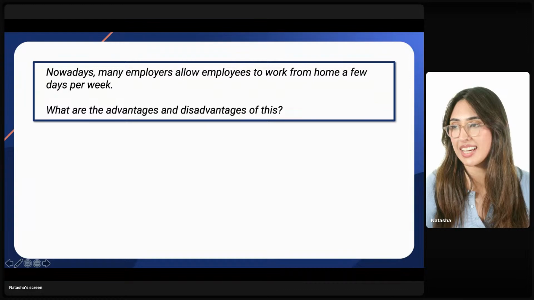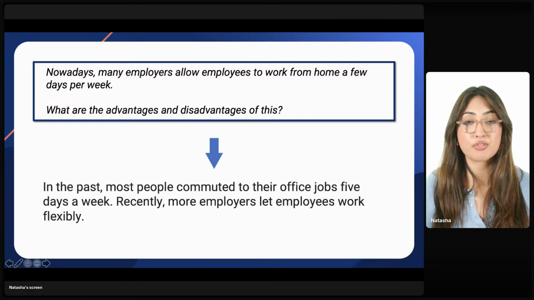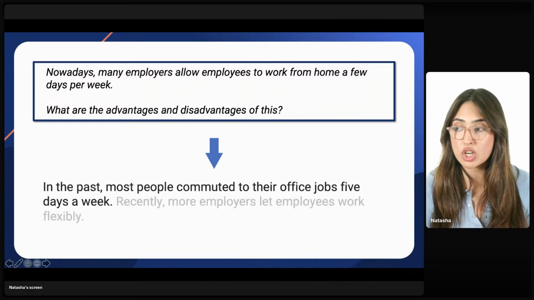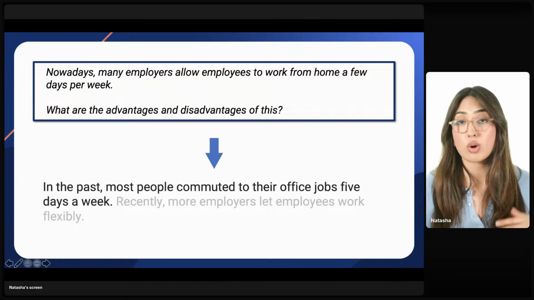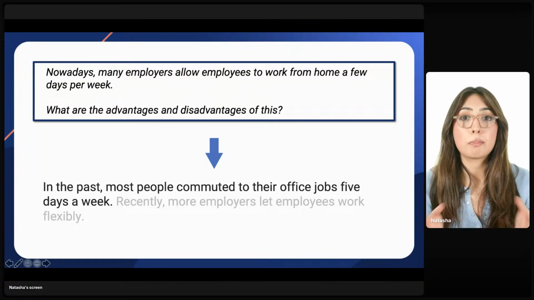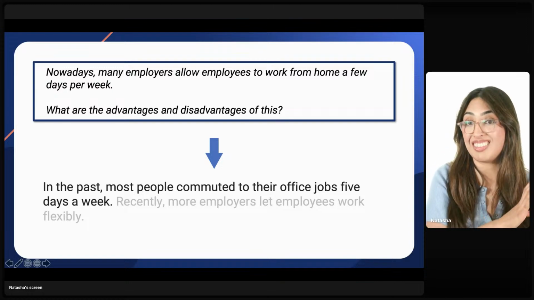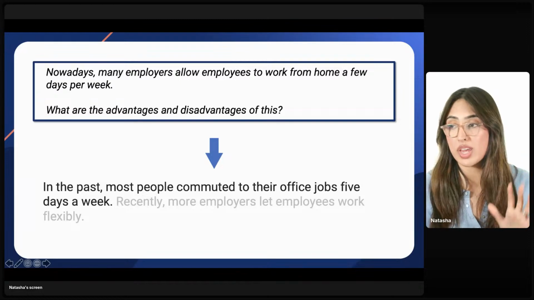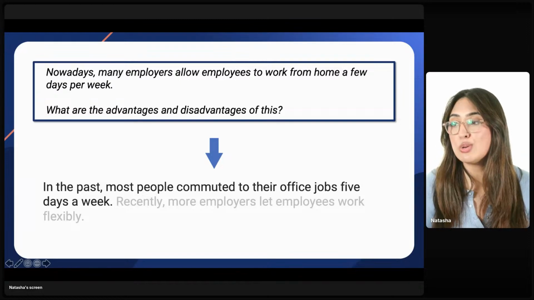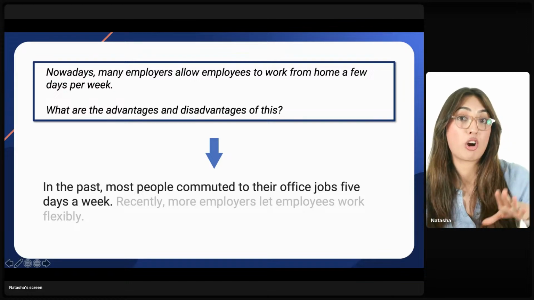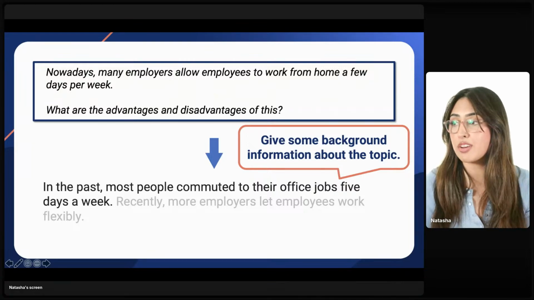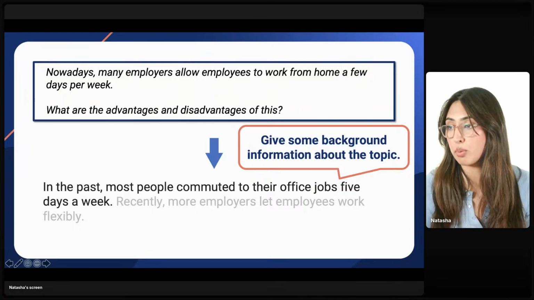Here is the prompt again, and let's look at how I've paraphrased it. Let's look at the first sentence. In the past, most people commuted to their office jobs 5 days a week. So I've broadly introduced the topic, but I've also talked about what used to happen in the past, how employees used to come to the office 5 days a week. And you might have noticed I used the word commuted, and that was from our vocabulary mind map. It gives us some background information about the topic, which is really important.